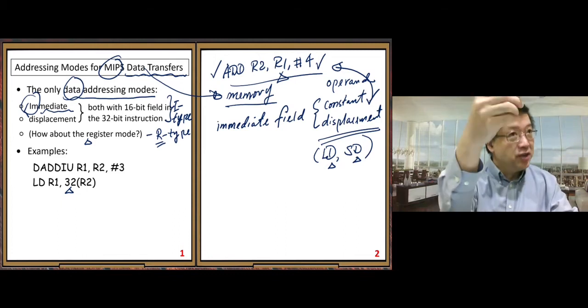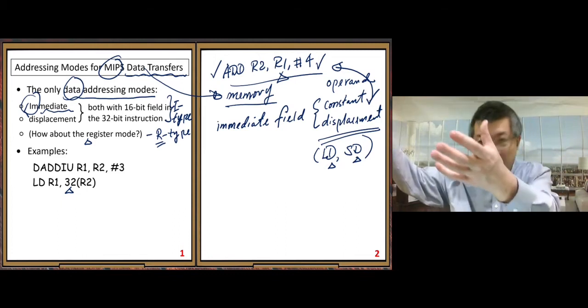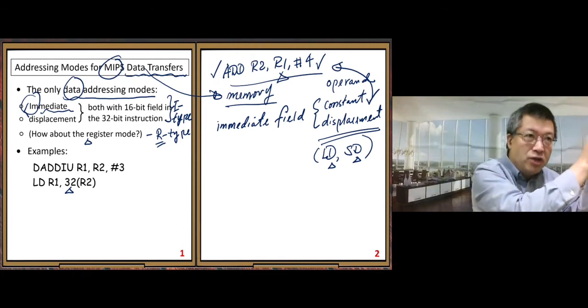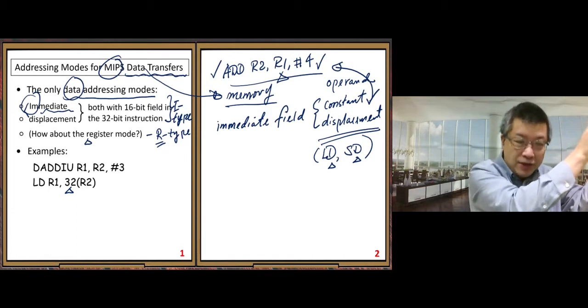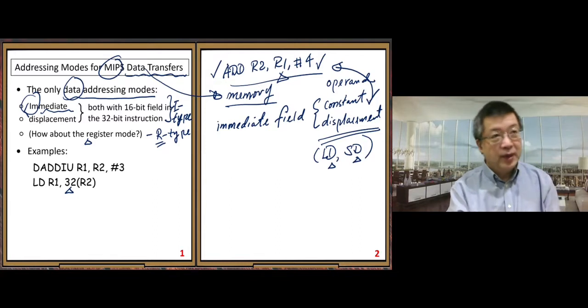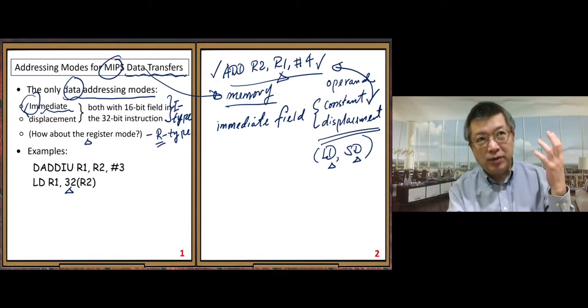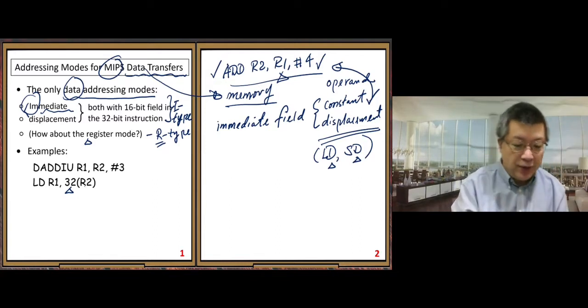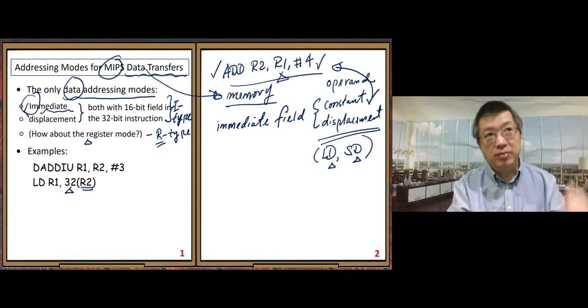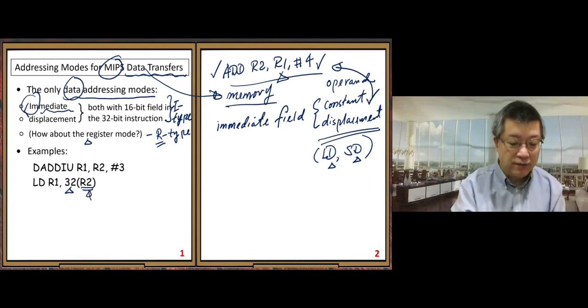R1 is the destination. After the data is loaded, we put it in our destination field, register R1. That's the destination. Then the 32 is displacement mode, with respect to the base address. Remember the base address when we talk about addressing modes; here the base address is stored in R2.